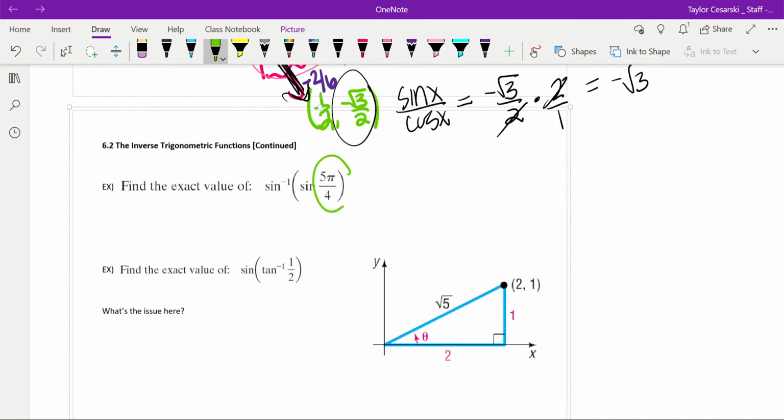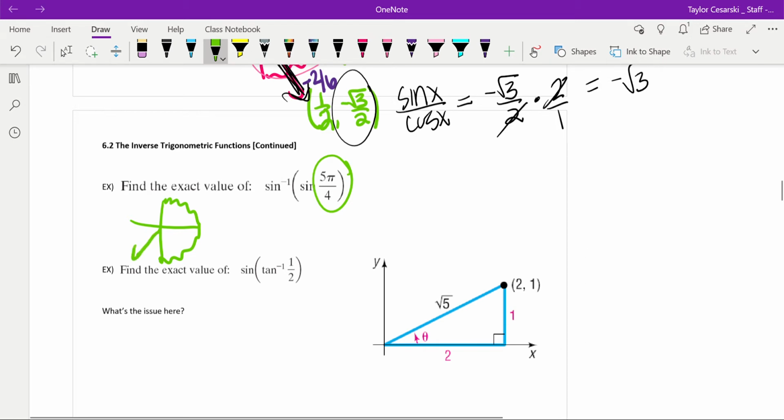So remember, we're trying to decide, is that in my restrictions? So sine is from negative pi over 2 to pi over 2. So let's plot 5 pi over 4. 1/4, 2/4, 3/4, 4/4, 5/4. So that's not going to be in my restriction. So I have to do a little bit more work with that and figure out what is the sign at that value. And the sign, it's a y value, it's negative. Everything's negative in the third quadrant. So that's negative square root 2 over 2.